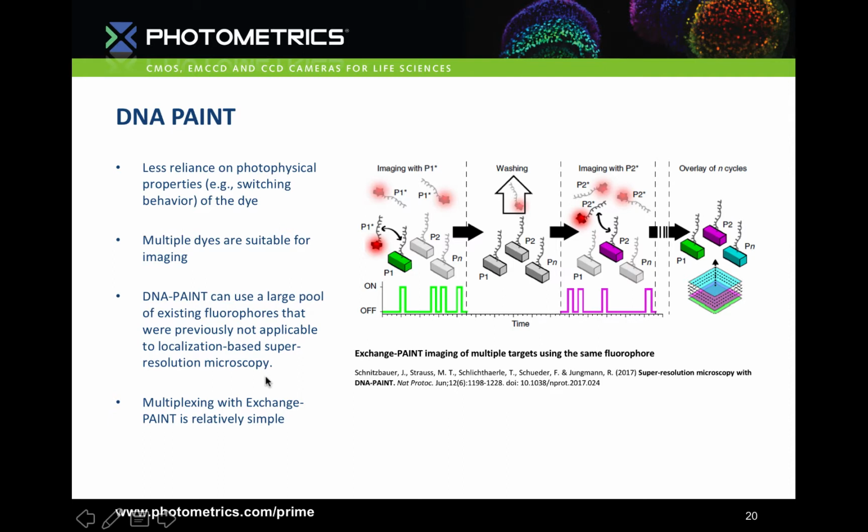Multiplexing is also relatively simple. In Exchange-PAINT, imager strands in solution interact with their complementary target sequence P1. After the first acquisition round, the P1 imager strands are washed away and P2 imagers are introduced to image the next target. The P2 imagers are attached to the exact same fluorophore, but because they have a different DNA sequence, their target is different. This can then be repeated for more cycles, with pseudo-colours being assigned for each respective imaging round. Finally, all rounds are aligned and overlaid to form the final multiplexed Exchange-PAINT image of the targets.